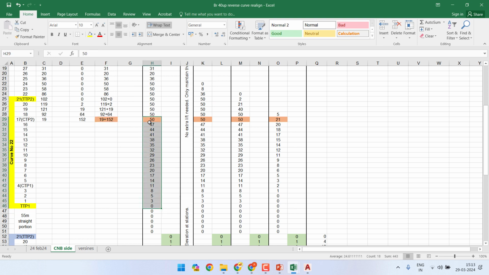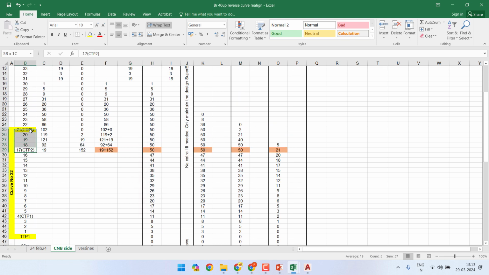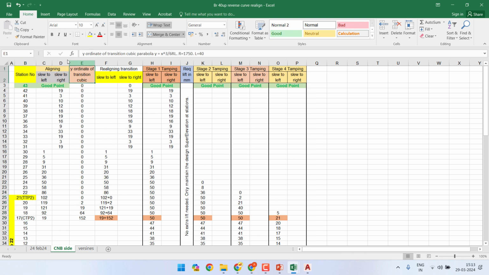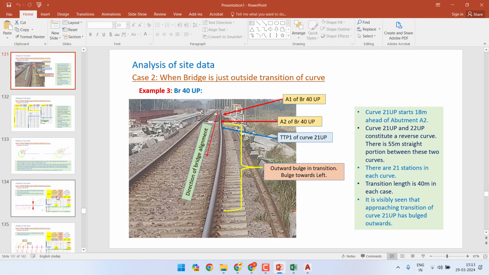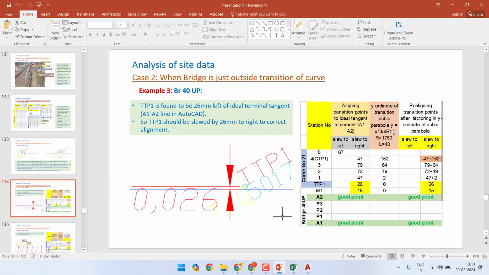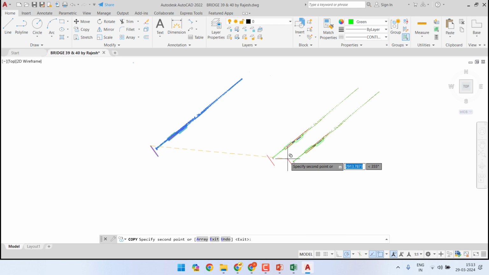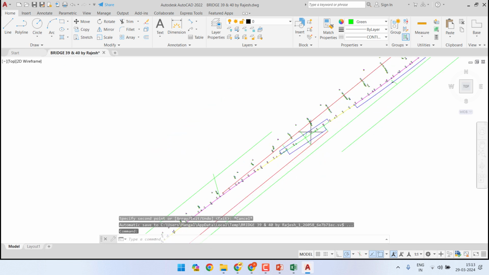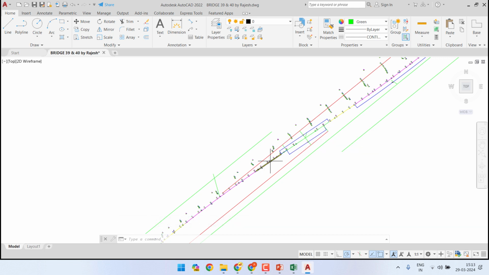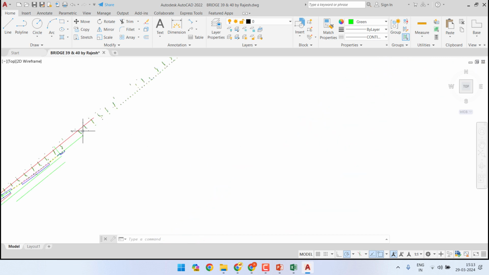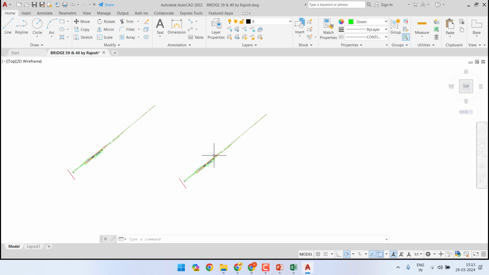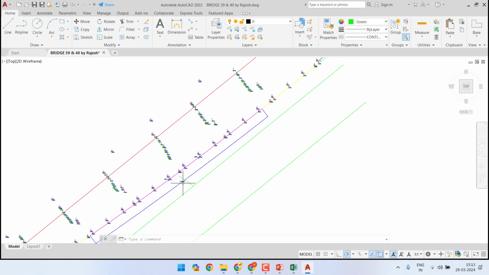So this was one way to solve the problem, where we took into consideration only the transition portion and we used the y-ordinate formula, that is this formula, y equal to x cubed by 6 R L. And what we have done now is we have drawn the whole reverse curve again. So this we can say is a more perfect solution. However, we saw that the overall length of the curve in both cases was approximately 195 meters against 210 meters.